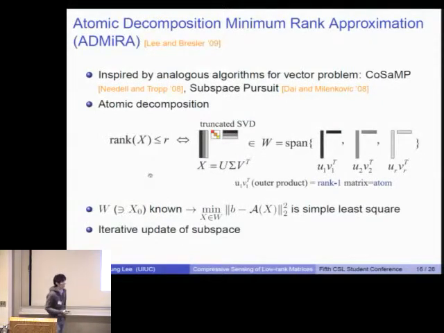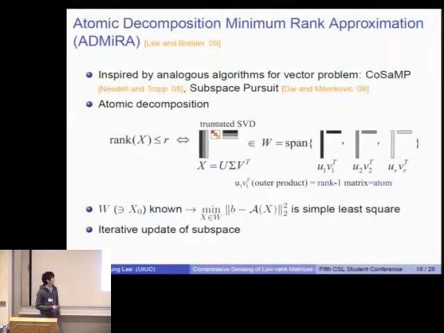The first algorithm is ADMiRA. It has been proposed by myself and my advisor, Professor Yoram Bresler. It has been inspired by an analogous algorithm for the vector problem, CoSaMP, proposed by Needell and Tropp, and pursued by Wakin and Augusta Milenkovic. So here we interpreted the rank constraint in this way.